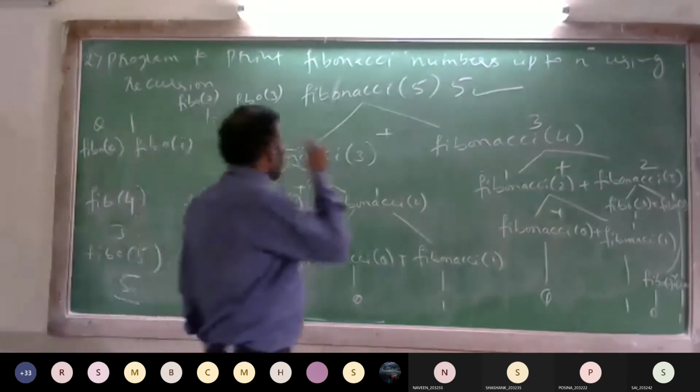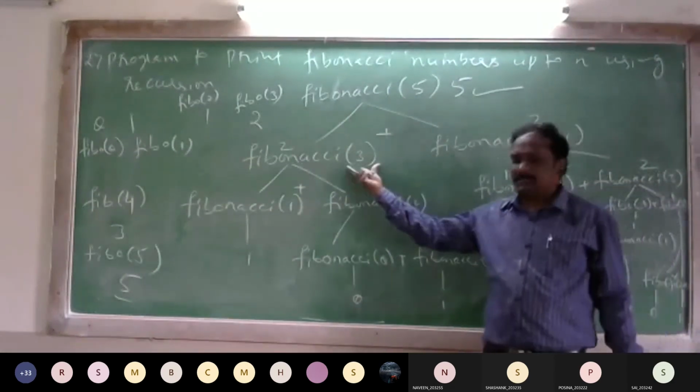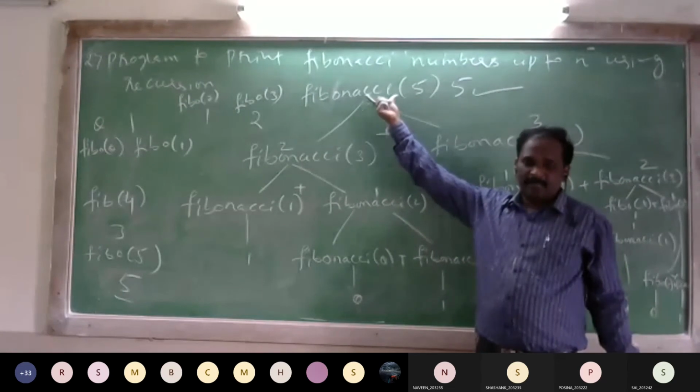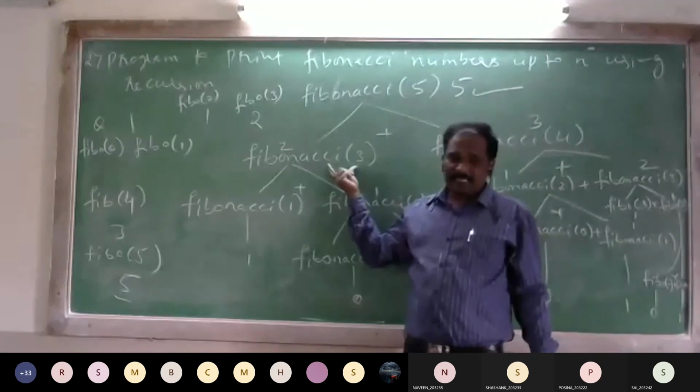What is the concept? Fibonacci of 5 is dependent on Fibonacci of 3 and Fibonacci of 4. Until we get the Fibonacci of 3 value, we cannot calculate the Fibonacci of 5. That means Fibonacci of 5 is dependent on these Fibonacci numbers. But how is Fibonacci of 3 calculated?